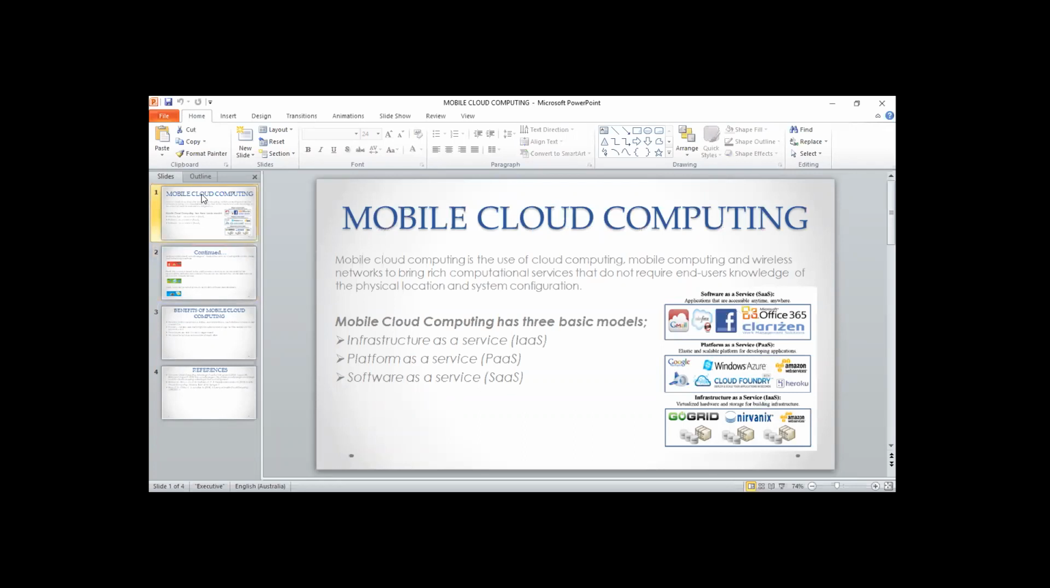What is mobile cloud computing? Mobile cloud computing is the use of cloud computing, mobile computing, and wireless networks to bring rich computational services that do not require end users' knowledge of the physical location and the system configuration. It is divided into three basic models: infrastructure as a service, platform as a service, and software as a service.